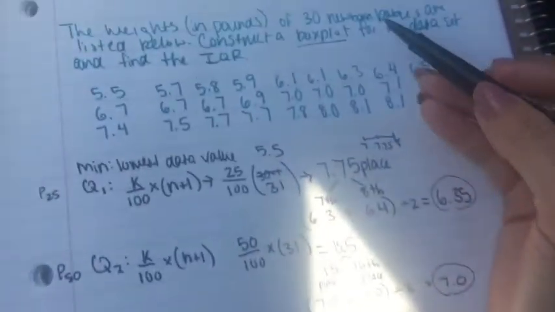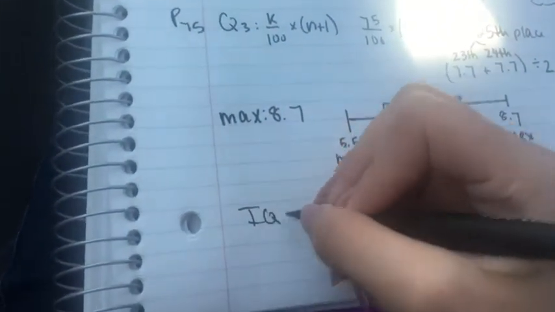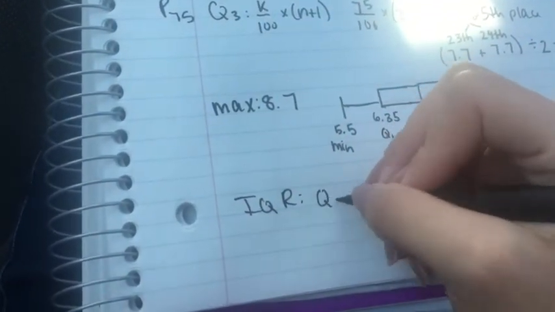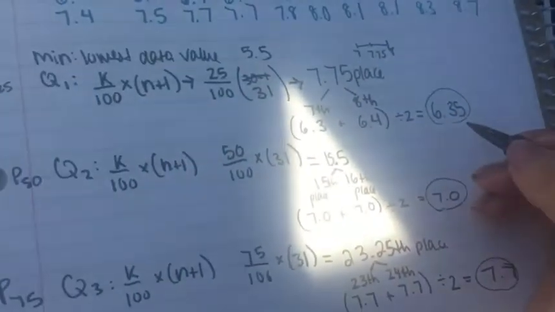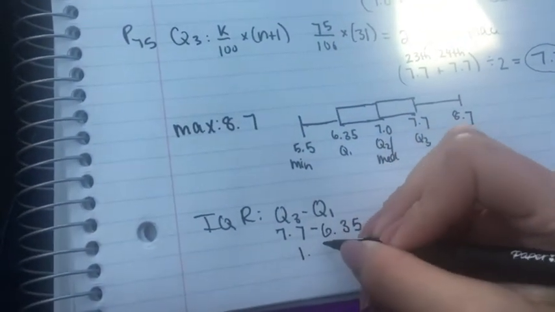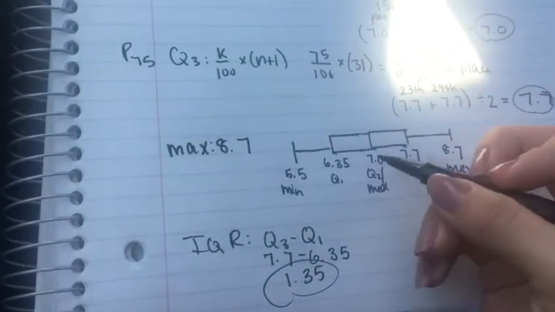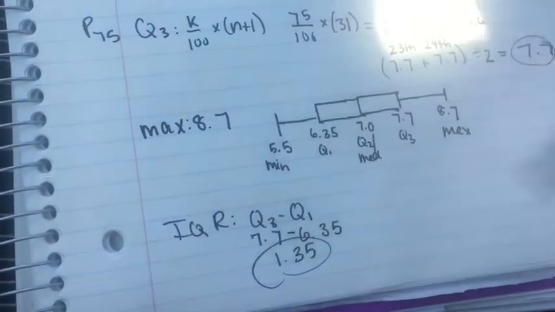And now that I have this part of the question done, I'm going to do the next part, which is finding the IQR. So whenever you have your IQR, the way that you find it is you take your Q3 minus your Q1. And my Q3 was 7.7 minus my Q1, which was 6.35. And then I get an IQR of 1.35. So this is the answer to that part right there. And this is the answer to finding your IQR.